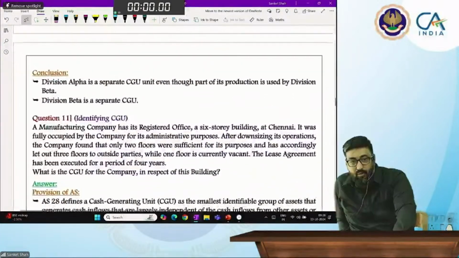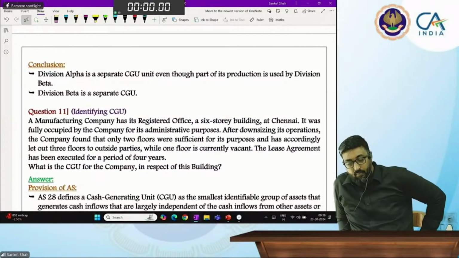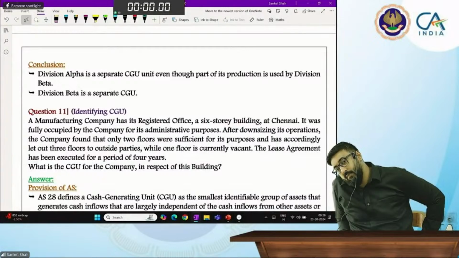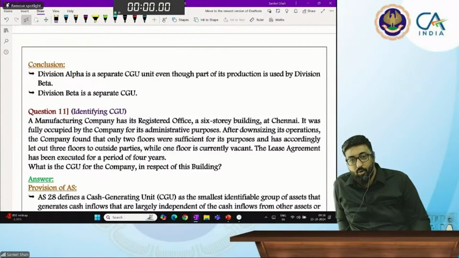Next one. Now read this question. A manufacturing company has its registered office in a 6-story building at Chennai. It was fully occupied by the company for its administrative purposes. After downsizing its operation, the company found that only 2 floors were sufficient for its purposes and has accordingly let out 3 floors to outside parties, while 1 floor is currently vacant. The lease agreement has been executed for a period of 4 years. What is the CGU for the company in respect of this building? What do you think?